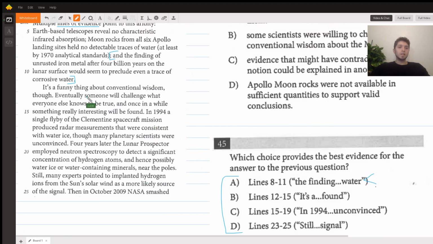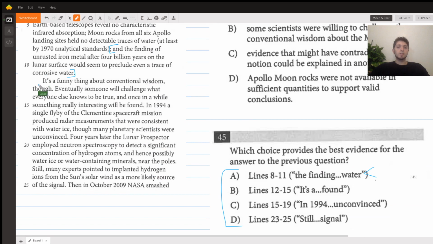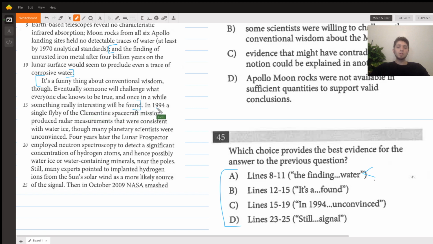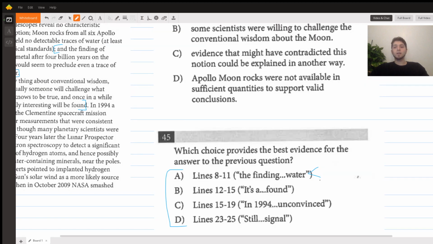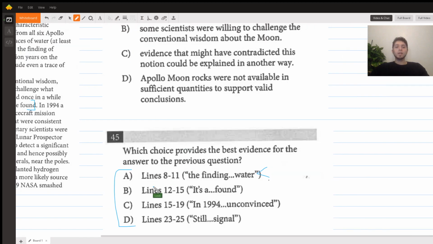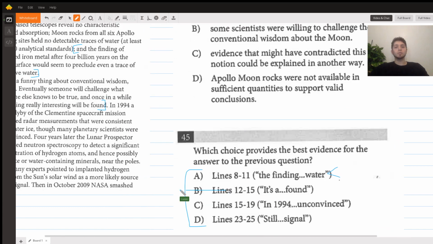So 12 to 15 is here. This says, "It's a funny thing about conventional wisdom, though. Eventually, someone will challenge what everyone else knows to be true, and once in a while, something really interesting will be found." So this line tells us about conventional wisdom, especially in science, and how a lot of times it gets challenged, and then you find something interesting. But there's nothing in this line about reasons why we might think the moon was completely dry, or reasons that scientists would have believed that. So I would get rid of 12 to 15.